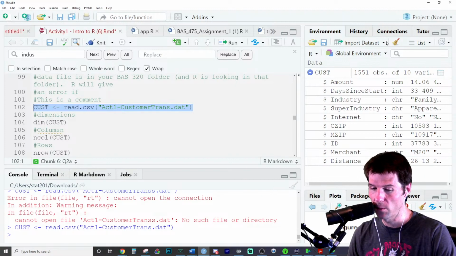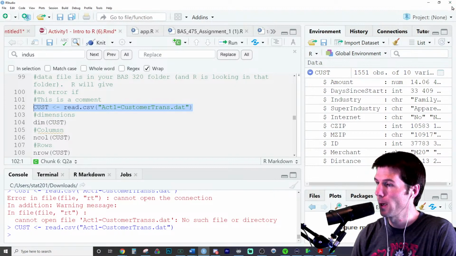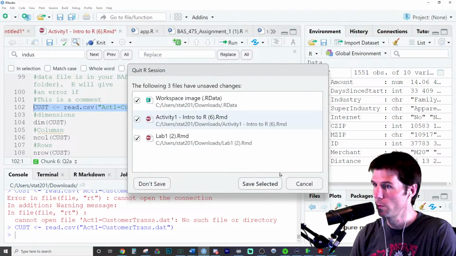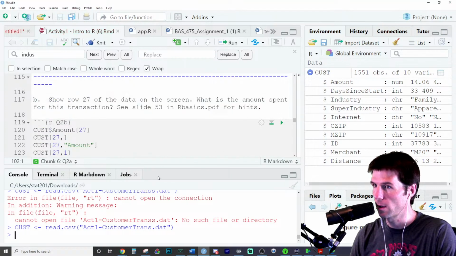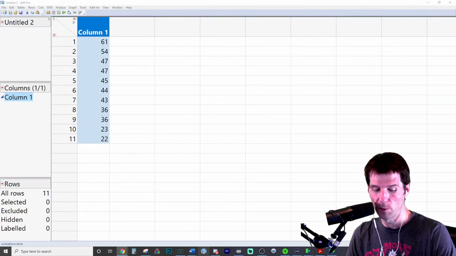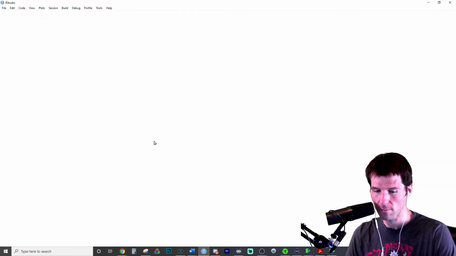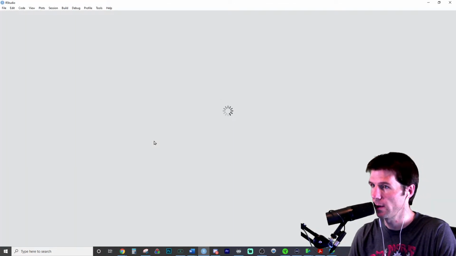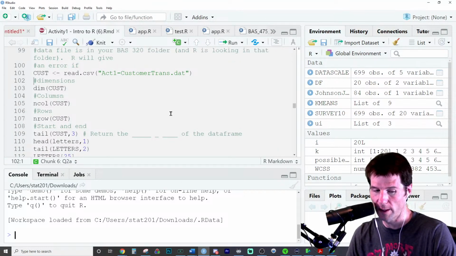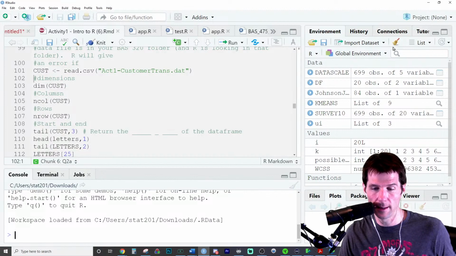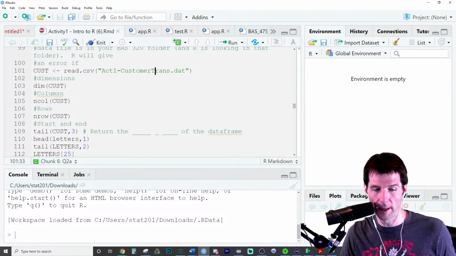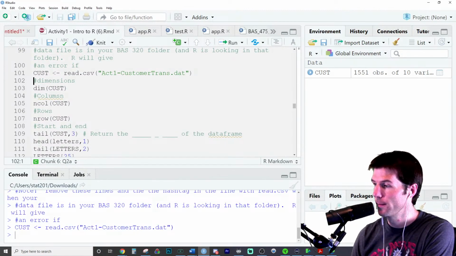If you got all those steps, then what I would do is restart R. I would close out of R, and then restart R, and it should start with the working directory right here. So restart R, and you should be in your working directory now. And then I'd go ahead and run this, and it should run.